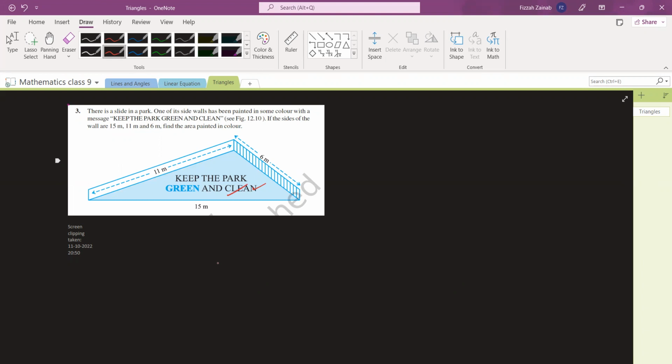So ultimately, there is nothing else in the question. You have to find the area of this wall by using Heron's formula. So it's like a triangle whose sides are given. This is 6 meter, this is 15 meter, and this is 11 meter. It's like this. So A is 11 meter.